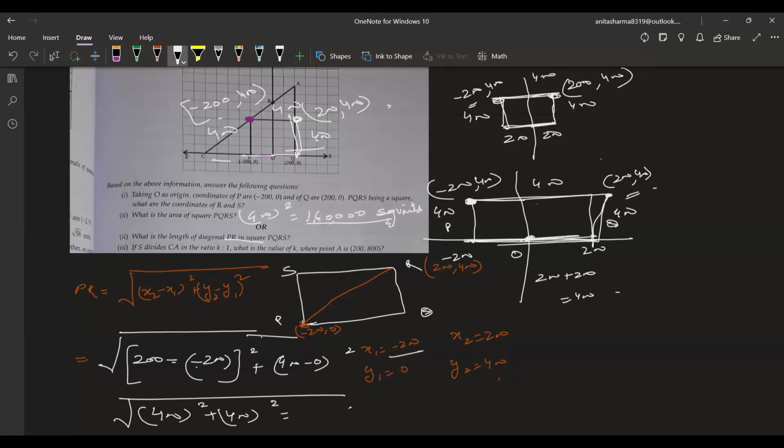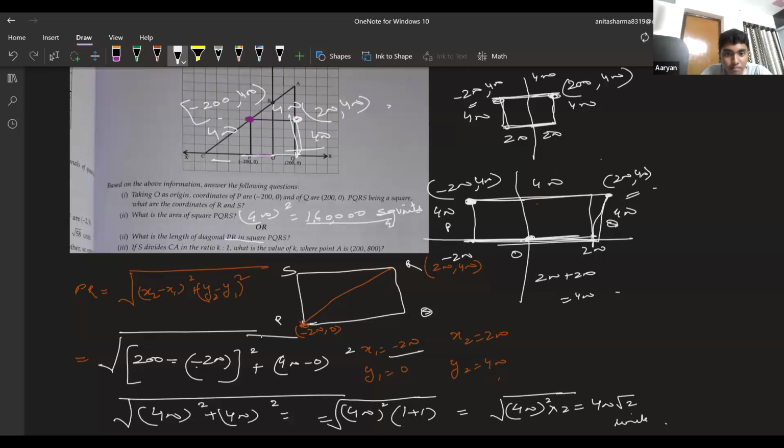So you can take 400 square common or not? Yes, ma'am. So inside it will be 1, 1. So you can write 400 square into 2. Now 400 will come outside the square root. So 400 root 2 units. Have all got the same answer, children? Yes, ma'am.